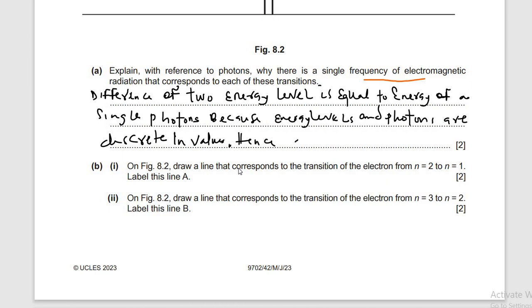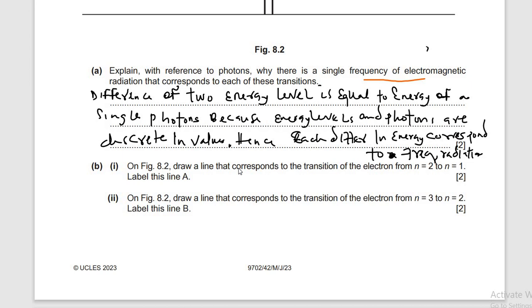Hence, each difference in energy corresponds to a unique frequency of radiation.